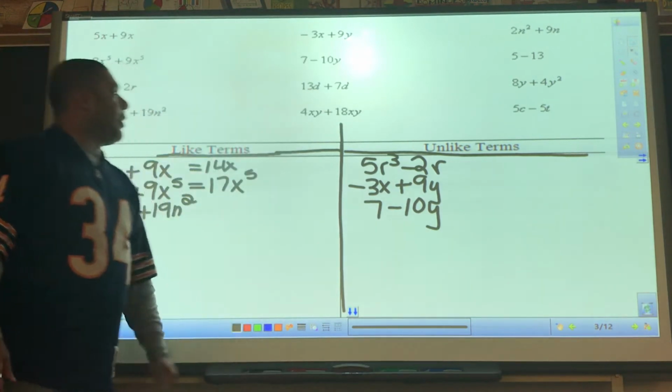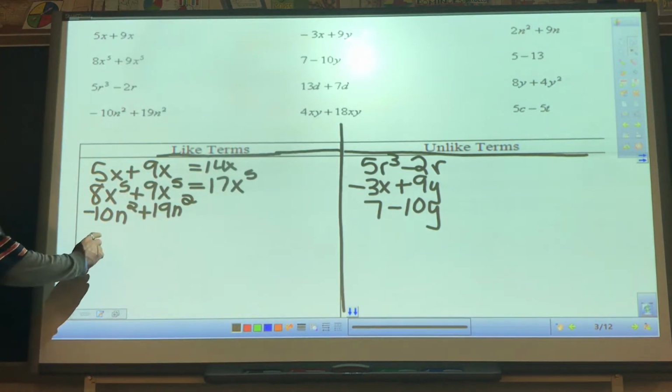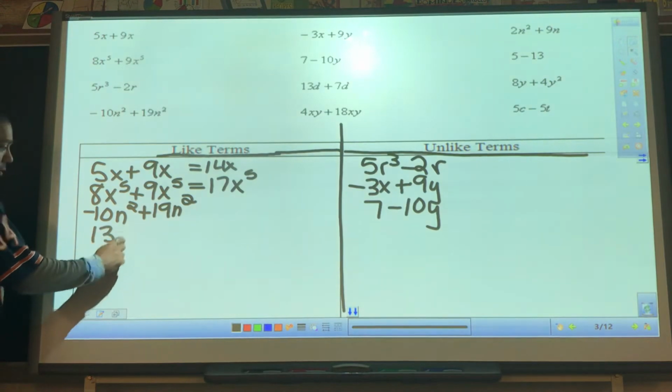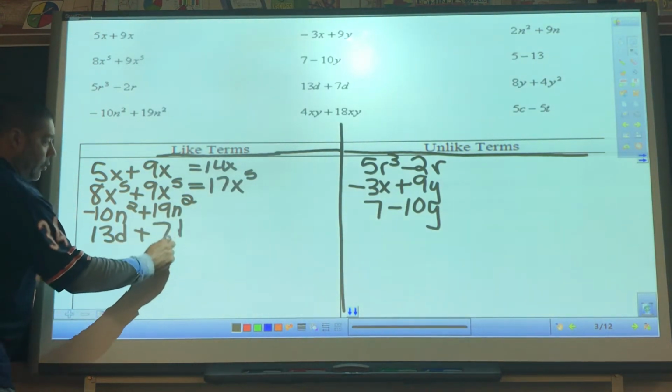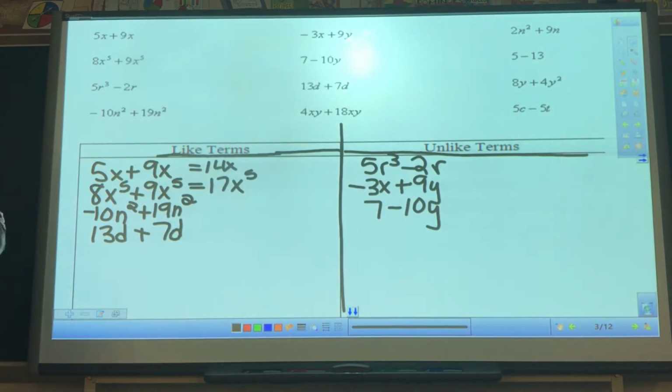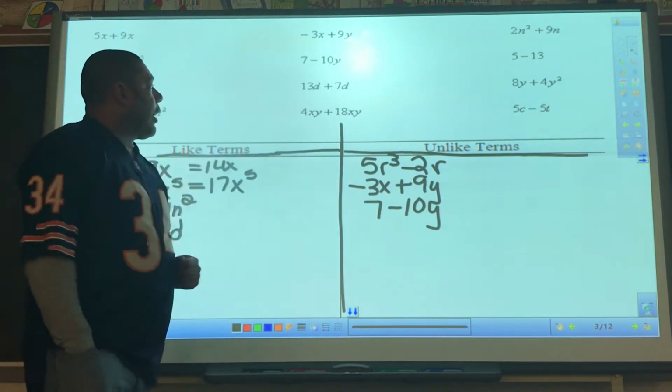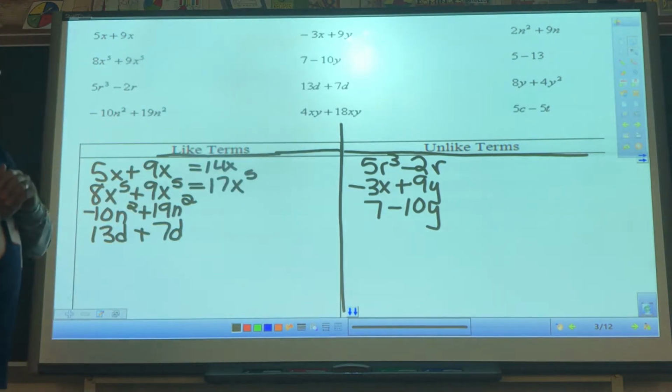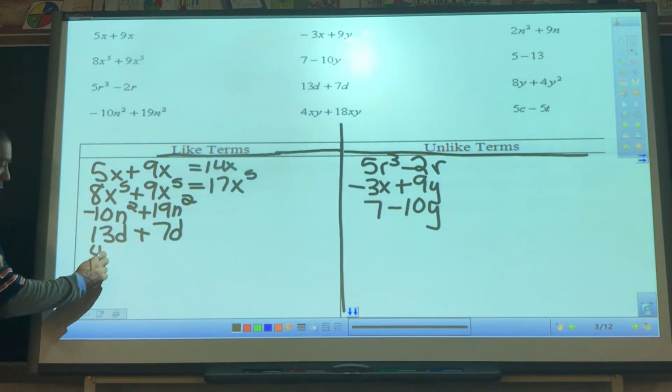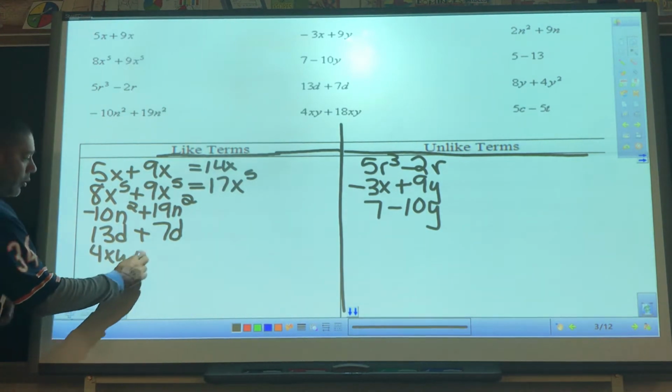13d plus 7d. They both have d to the 1st. Those are like terms. 4xy plus 18xy. They both have an xy. So those would be like terms.